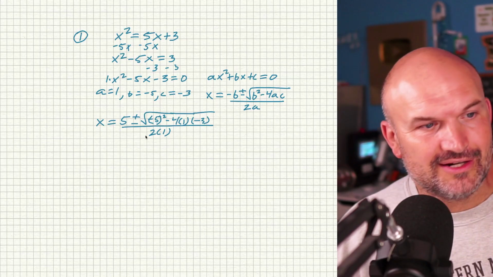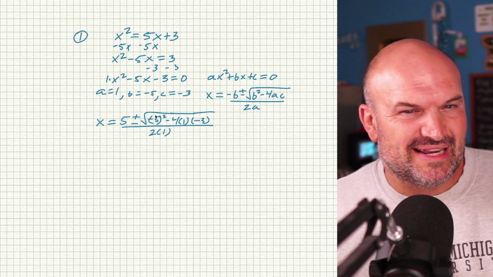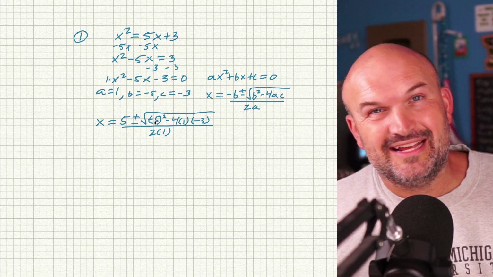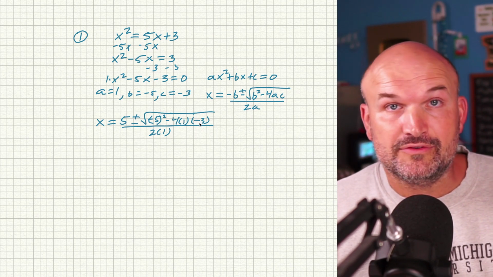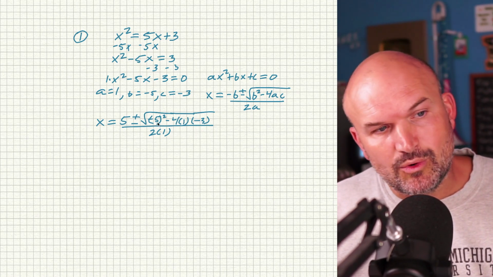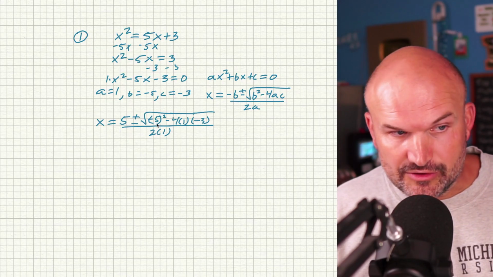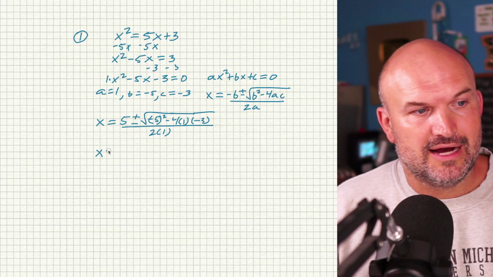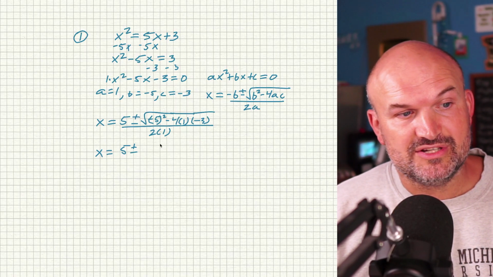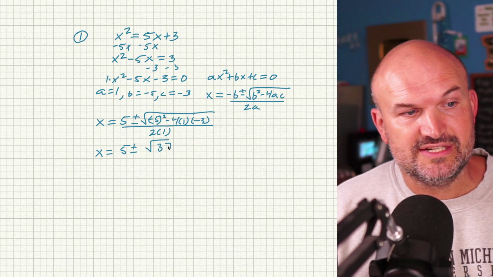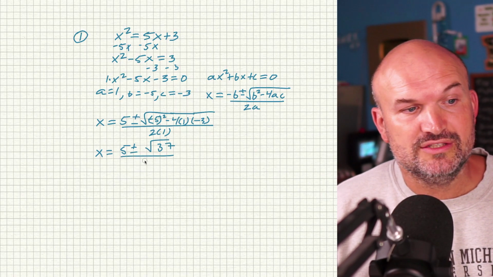So let's go and do a little bit of math here. You can have a calculator, but I think a lot of these aren't too bad, right? So negative 5 squared is 25, negative 4 times 1 is negative 4, times negative 3 is a positive 12. So 25 plus 12 is going to be 37. So therefore, I'm going to have 2 solutions. That's why the plus or minus is in there. So 5 plus or minus the square root of 37. And again, remember, this is all divided by 2.